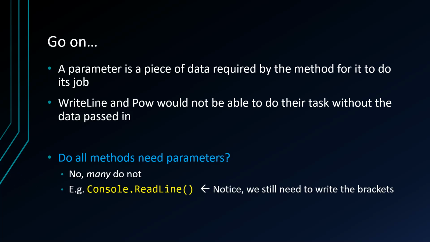Console.ReadLine does a task, but it doesn't need any help to do that. So it doesn't actually have any parameters, but we still have to write the brackets there. Just because they're empty doesn't mean they're not needed. So Console.ReadLine is an example of a method that doesn't require any parameters. It doesn't require any data to do its job. It can do its job all on its own. Now we're going to create our own methods. And sometimes we're going to have parameters associated with them, but other times we're going to be able to go on without them and say, nope, I don't need it. I'm just going to do the task and it's good to go.